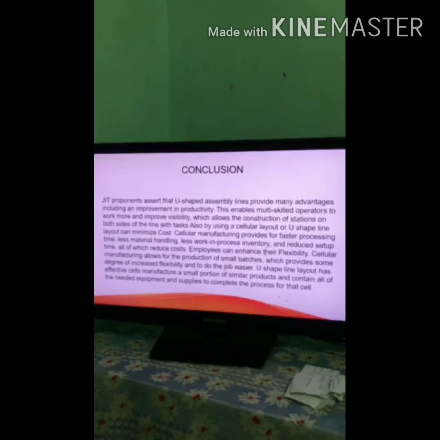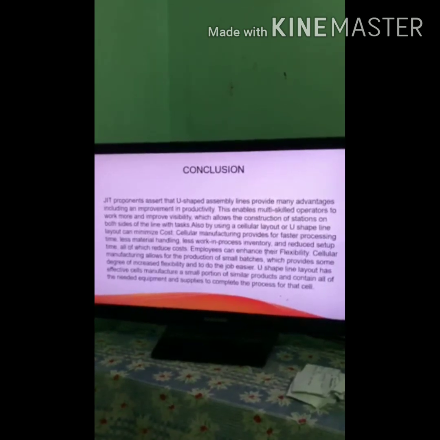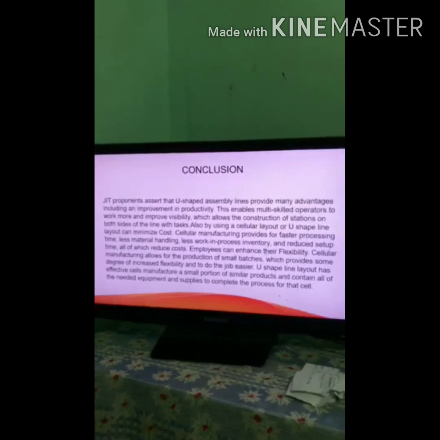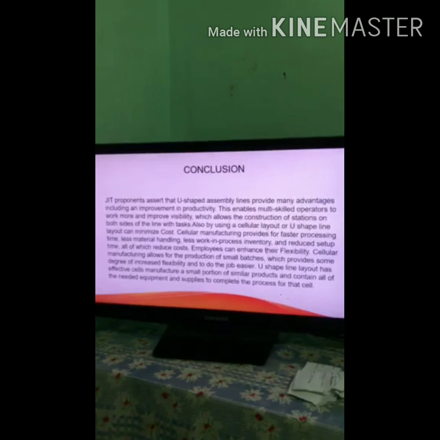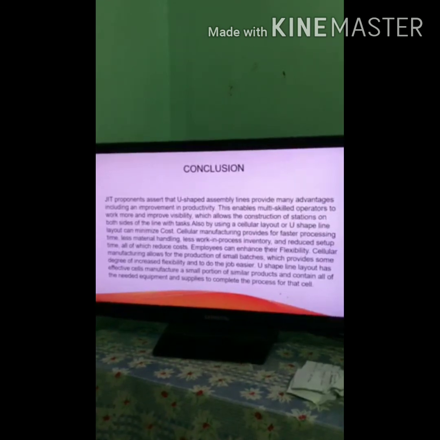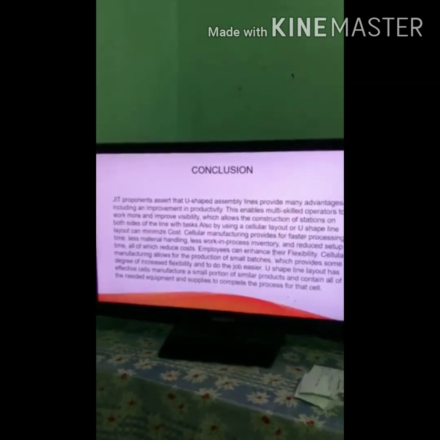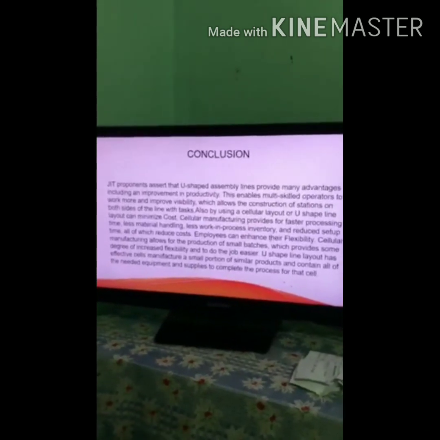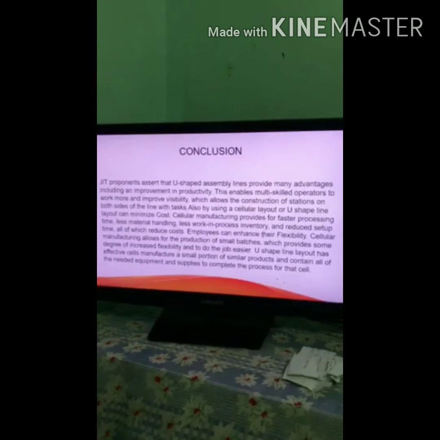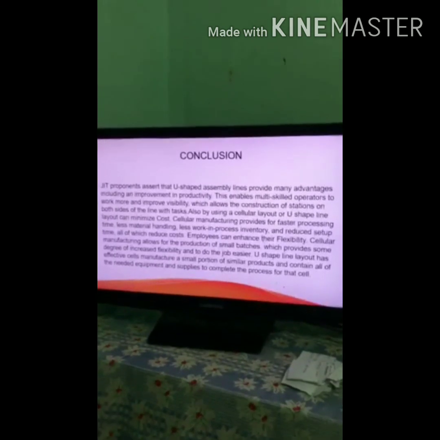So employees can enhance their flexibility. Cellular manufacturing allows for the production of small batches, which provides some degree of increased flexibility and makes the job easier. U-shaped line layouts are effective as cells that manufacture a small portion of similar products and contain all the needed equipment and supplies to complete the process for the cell. So that's all.